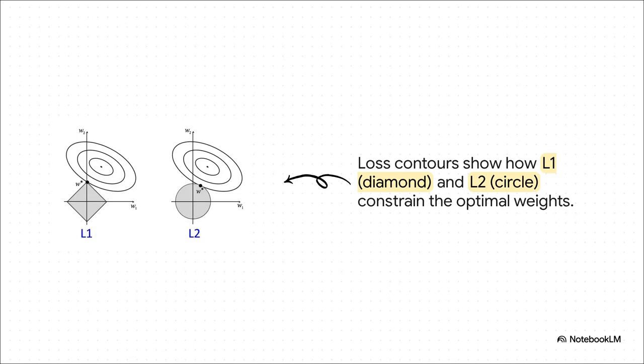Okay, this visual right here is where it all clicks. So the goal is to find the lowest possible error, which is the center of those ellipses, without our weights leaving the shaded penalty zone. For L1, that zone is a diamond. For L2, it's a circle. The best solution is the very first point where those error ellipses touch the shape.